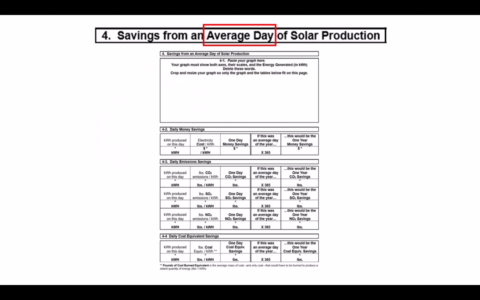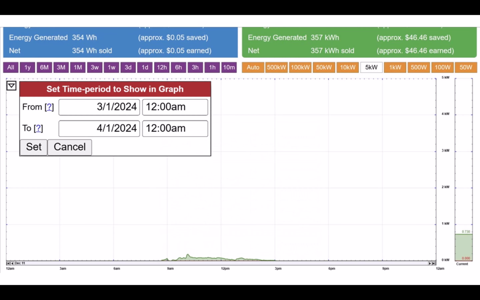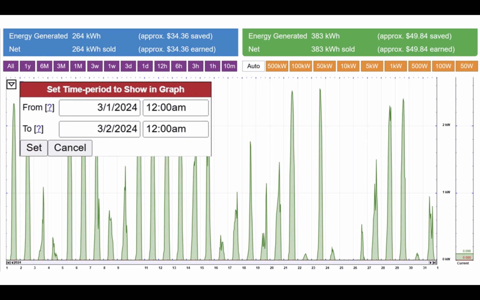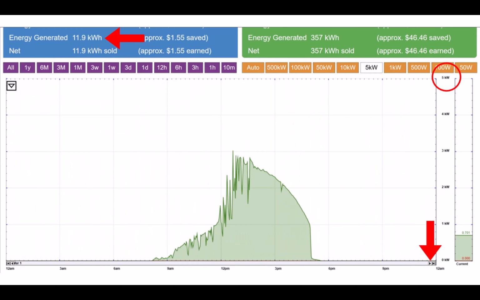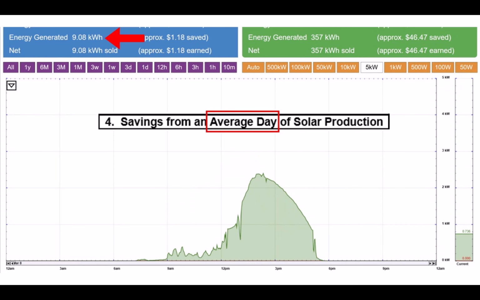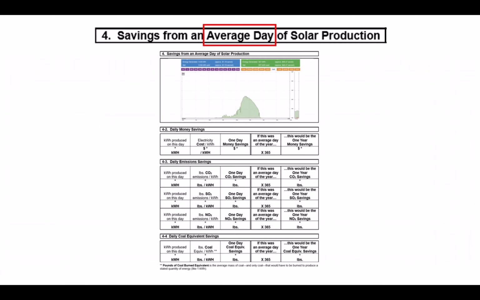Our savings from an average day of solar production requires a little different approach. Set the time period to the whole month of March last year. Take the energy generated for the month of March and divide by 31 days to get the daily average for the month. Now go to March 1st. Move through the month of March to select the day that most closely matches the average you calculated. In this case, it's March 8th. Then complete exercise 4 in the same way you learned how to do the others.